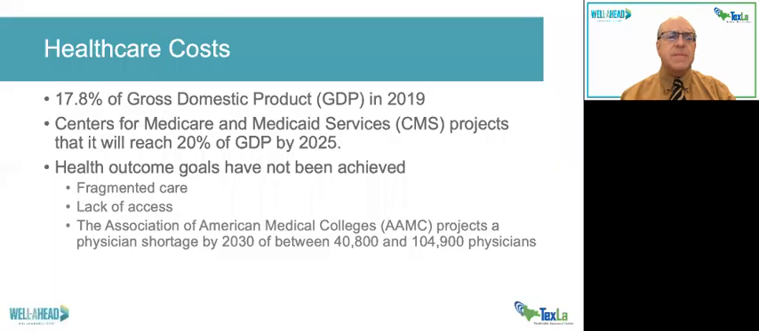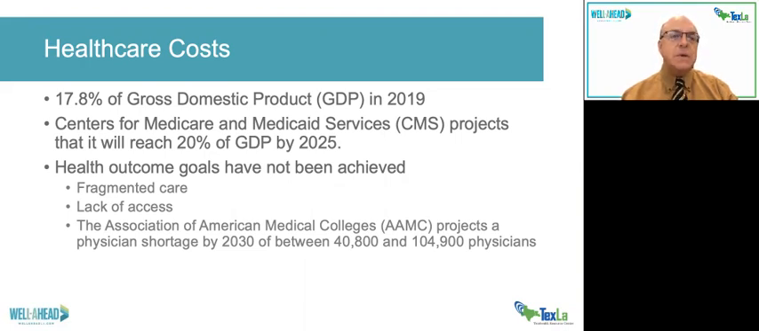So let's go through some of the statistics here. As far as healthcare costs, 17.8% of the GDP for the United States in 2019 was healthcare related. And CMS projects that this will be 20% by 2025. Now, I'm not even sure if that includes all of the costs that we have incurred with the pandemic. So it may even end up being more than that.